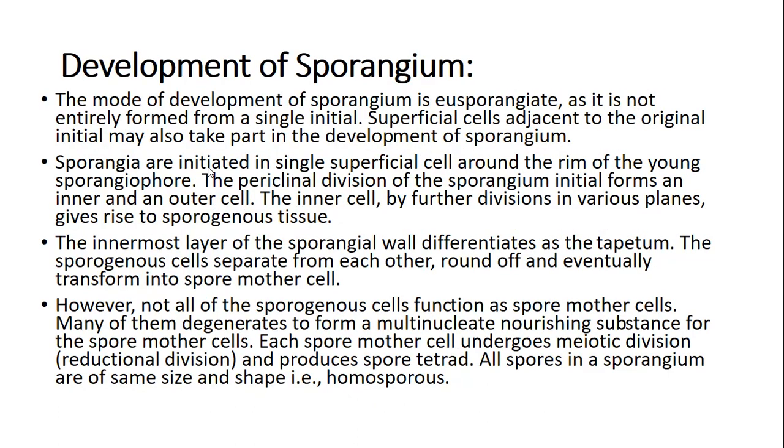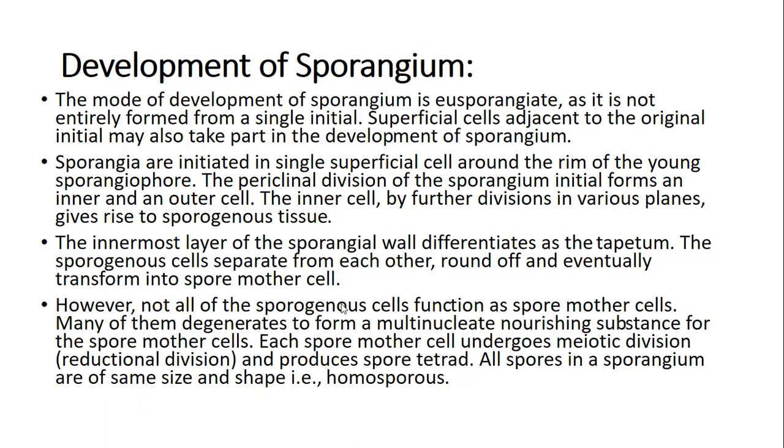Right. So here the sporangia are initiated in the superficial cell around the rim of the young sporangiophore. The sporangium initial forms an inner and an outer cell. The inner cell, by further division, gives rise to the sporogenous tissue. The innermost layer of the sporangial wall functions as the tapetum, and the sporogenous cells separate from each other and transform into the spore mother cells.